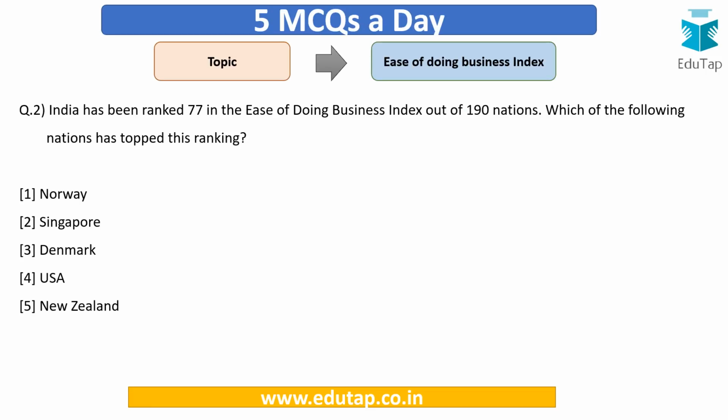Question number 2 is: India has been ranked 77 in the Ease of Doing Business Index out of 119 nations. So which of the following nations has topped this ranking? Again an important question, because you have to know the nation which has topped any important ranking, apart from knowing the rank of India. So it's your turn to solve the question. Which country is it? Is it Norway, Singapore, Denmark, USA, or New Zealand? Just give it a try.